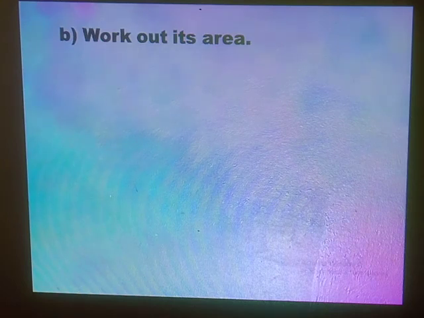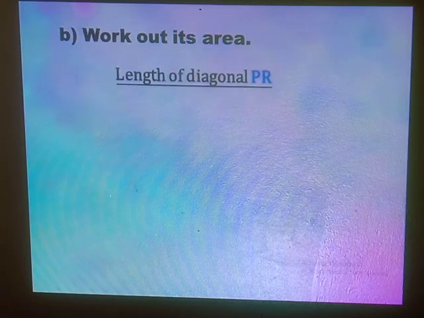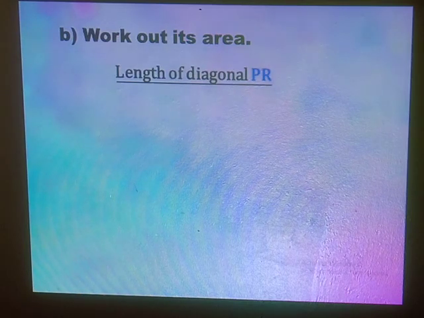Let's go to the next question. That's part B. Work out its area. We need to find the area of the rhombus. So to find the area, we have one diagonal which is missing. That's diagonal PR. So we need to look for that diagonal first. To look for that diagonal, what do you think we're going to use? We are still going to use our Pythagoras theorem to help us there.